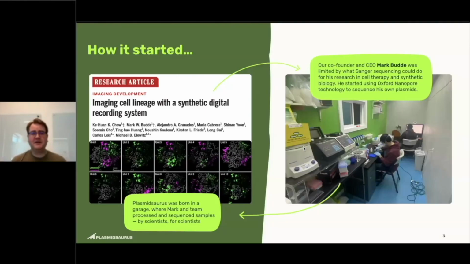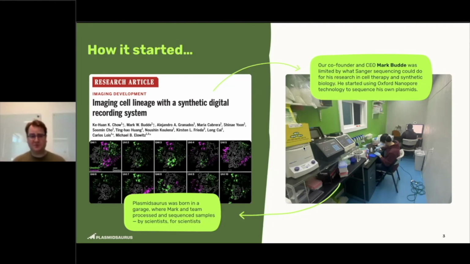Plasmidsaurus originated from our co-founder and CEO, Mark Buddy, being very frustrated by what Sanger sequencing could do for him. And this was especially problematic because a project he was working on involved making hundreds of plasmids that needed to be sequenced by Sanger sequencing. Eventually, he tried using Oxford Nanopore technology and realized not only would this accelerate his own work, but that he could start helping other scientists.